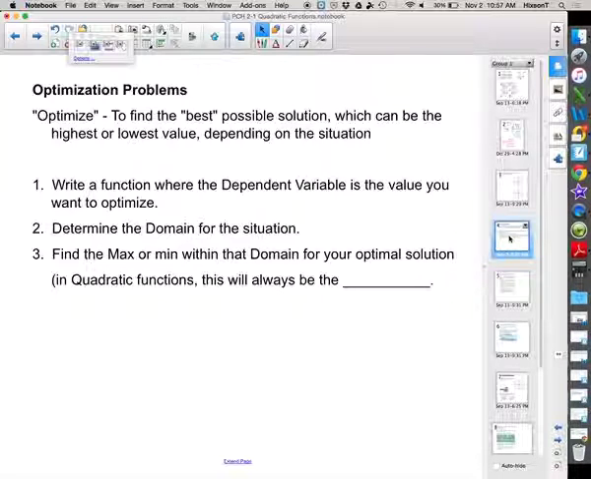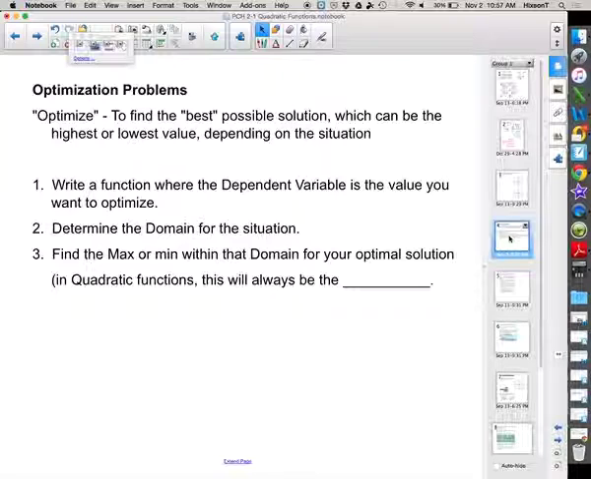So we might have revenue, and it's based on the price of the item that we're trying to sell. So we're going to write a function where the revenue is the dependent variable, and it depends on the price that we're selling each unit at. Okay?